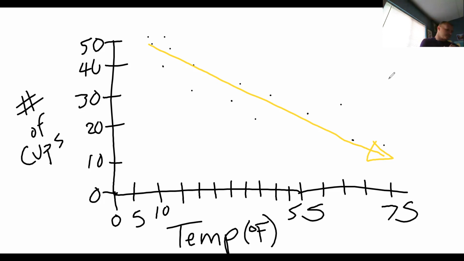Okay. Oh, and then it wants us to predict the number of cups sold if the temperature is 30 degrees Fahrenheit. So if I look at 30 degrees Fahrenheit, 5, 10, 15, 20, 25, 30, so 30 right here. If I were to go straight up, it looks like it would be about 30 cups. Is that what they said? Between 40 and 45 cups. So I made my graph pretty random. I just put a bunch of dots. So that's how you would do that part.